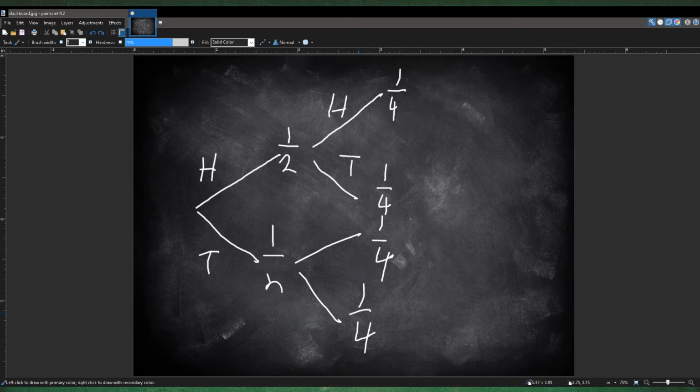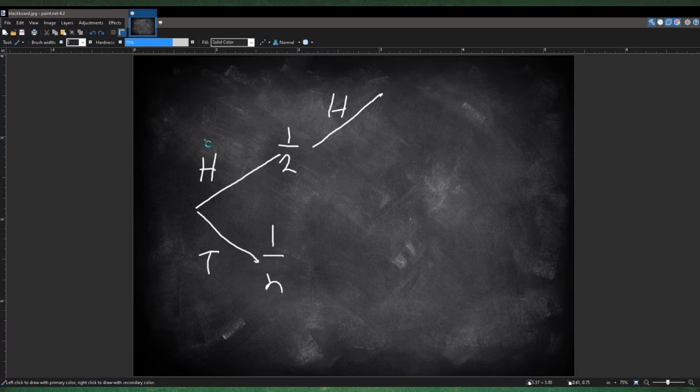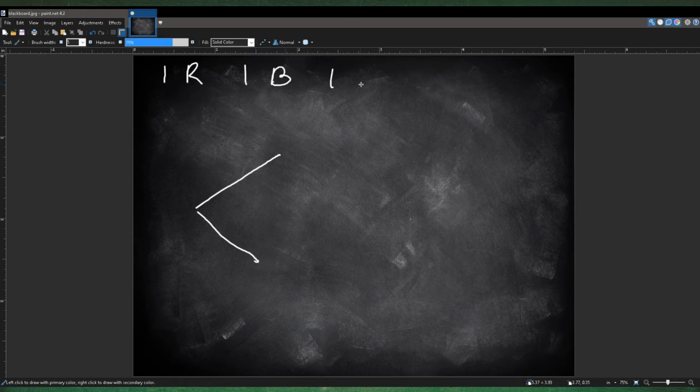So let's use something else instead of coins, because sometimes the outcomes are just equal and it's hard to understand. Let's say you want to get marbles, right? And you have 1 red, 1 blue, and 1 green. So what's the probability that you get red versus not red? The probability that you get red is 1/3. The probability that you do not get red is 2/3.